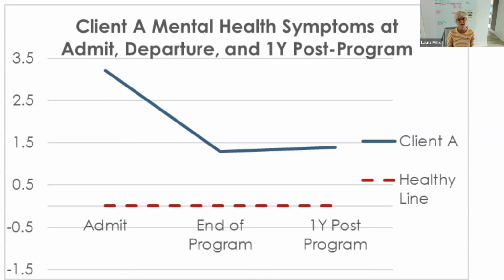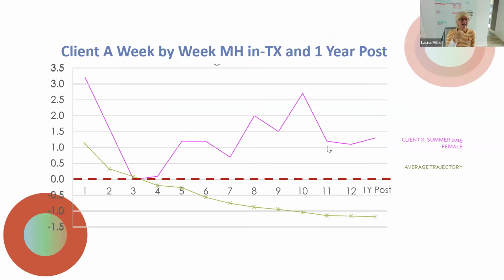And then Legacy invests resources in connecting with clients 6 months and a year post-program. And amazingly, client A, who was so acute at admit, has sustained her end-of-program treatment gains. So this is a really great individual change story. But what I want to really show you about client A is what she looked like during the program. This pink line is client A during her treatment experience at Legacy. The pink is client A, and the green is a typical Legacy client.